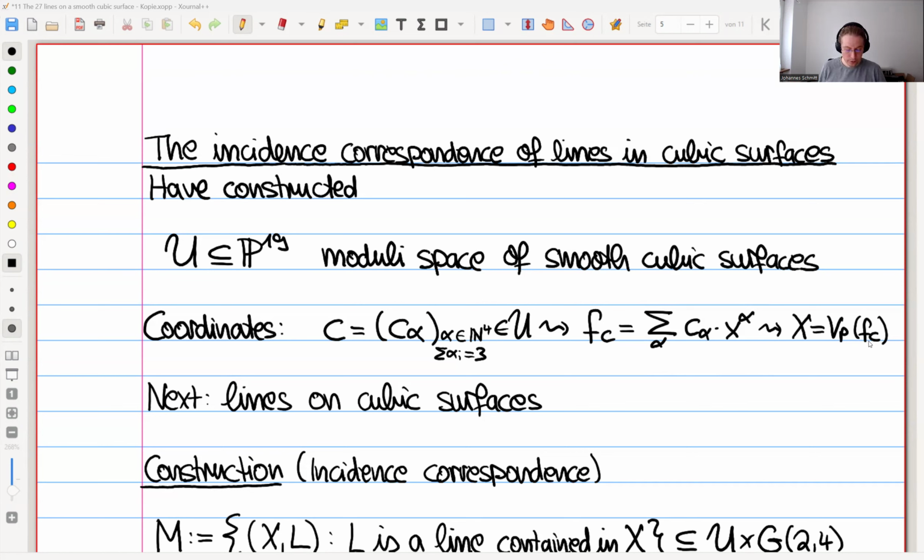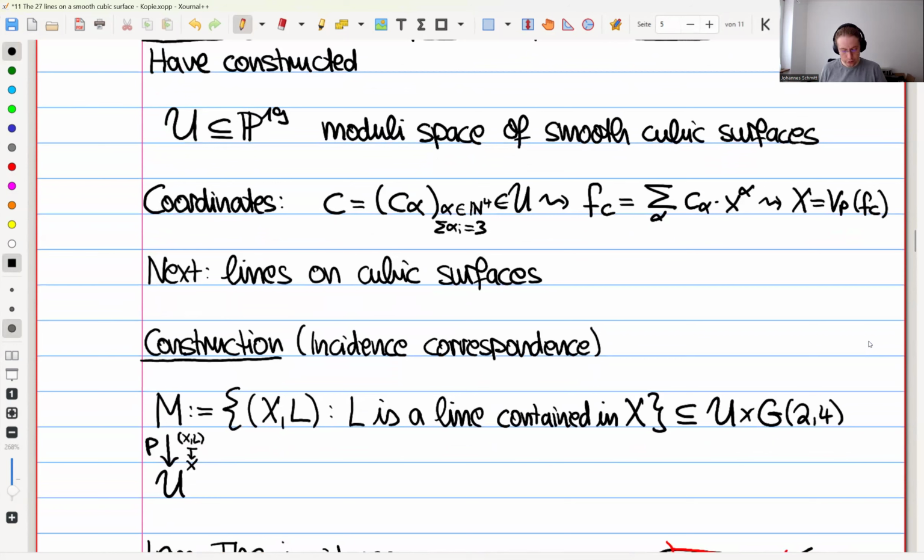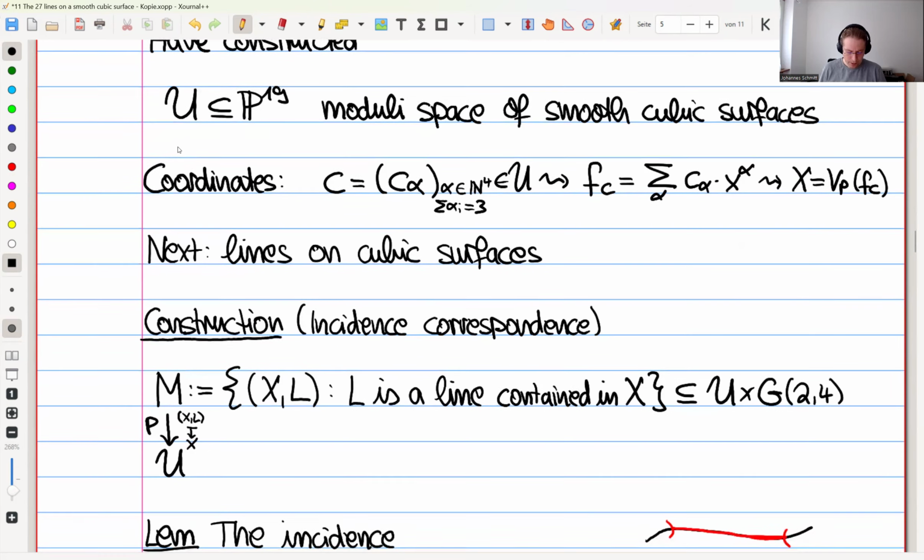And next, we talk about these lines on the cubic surface. So somehow what we're really interested in is the theory of these lines. And the crucial geometric construction that helps us with this is a so-called incidence correspondence. In general, this term incidence correspondence describes that you have a moduli space which doesn't just parameterize a single geometric object like a cubic surface, but parameterizes, for example, a pair of objects which have some relation to each other. And in this case, we're interested in cubic surfaces and we're interested in lines lying on them.